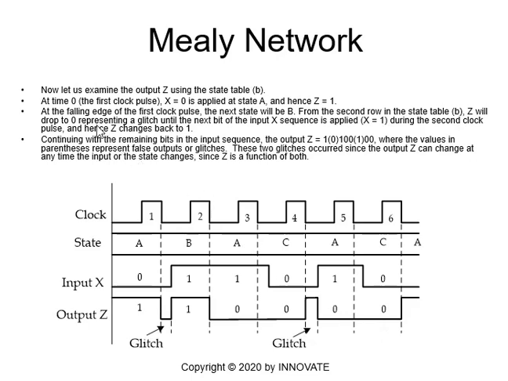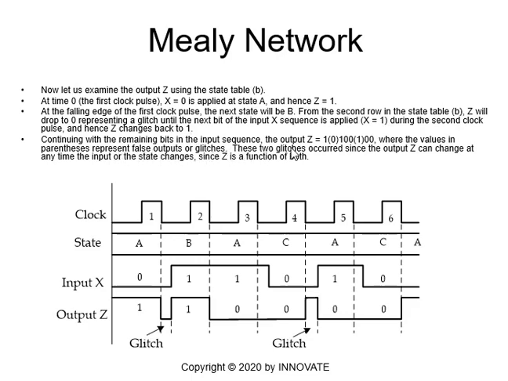Now clearly, if we examine the output Z in the state table, at time 0 the first clock, X 0 is applied, and the state is A, and hence Z is 1. At the falling edge, or the trailing edge of the first clock pulse, the next state will be B. From the second row of the state table, Z will drop to 0. This will remain until the next bit of the input X sequence is applied, which is X equal 1 during the second clock pulse, and hence Z will change back to 1, as it should be. So this is how the glitch is generated, because Z is dependent on X and dependent on the clock as well, because it depends on the state.